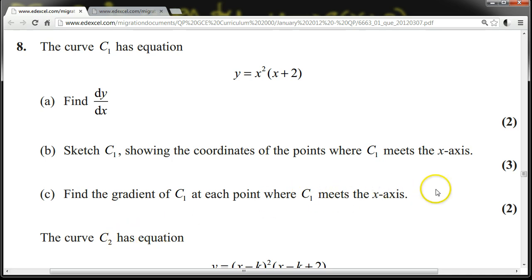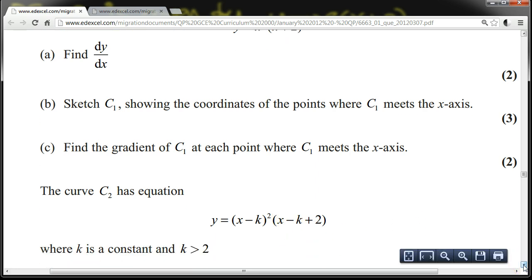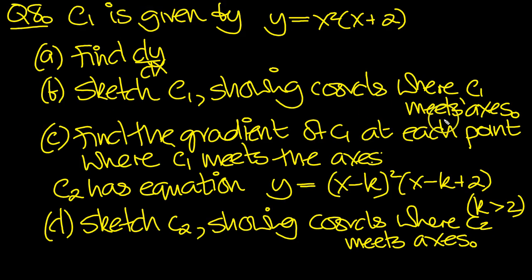The curve C2 has equation y equals (x minus k) squared times (x minus k plus 2), where k is a constant and k is greater than 2. Sketch C2, showing the coordinates of the points where C2 meets the x and y axes. So I've got the problem here.